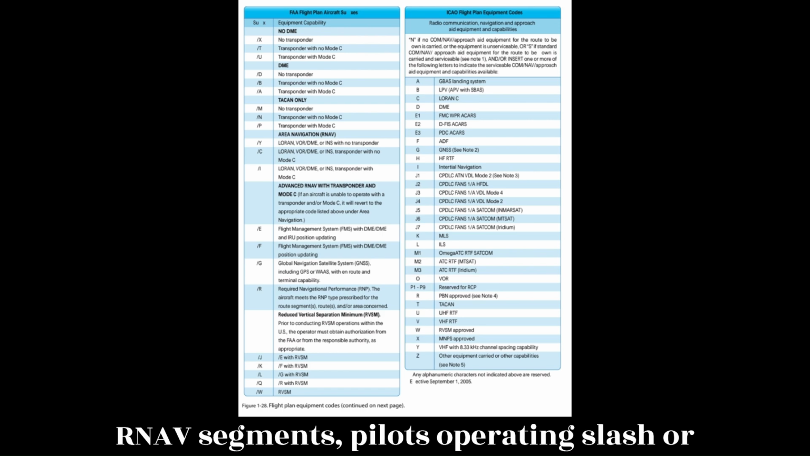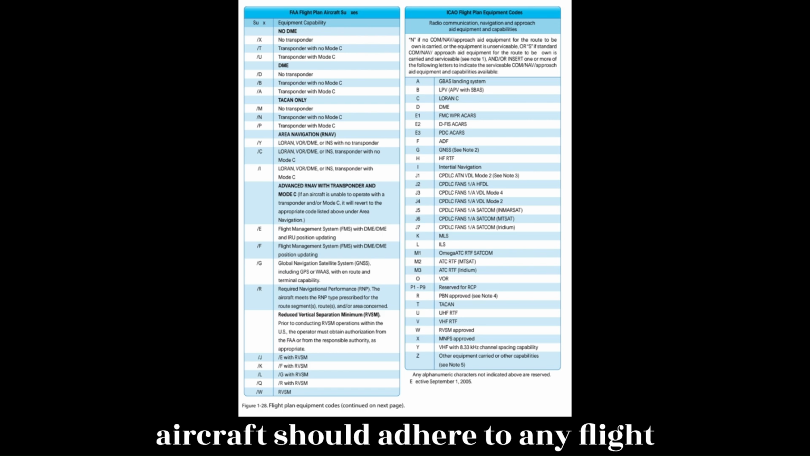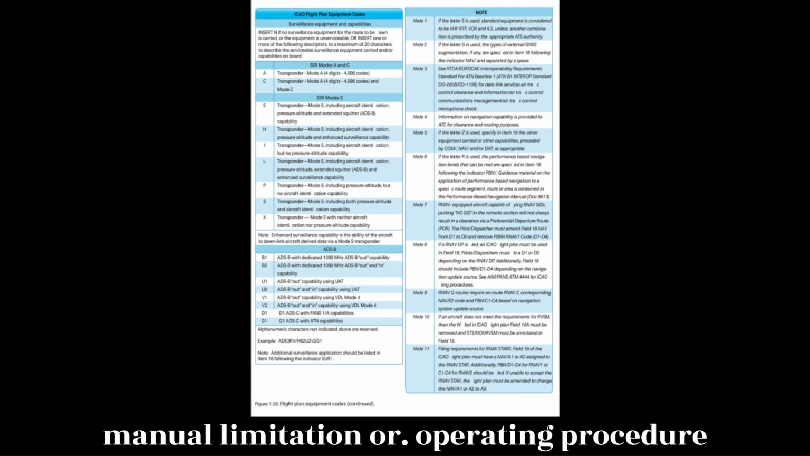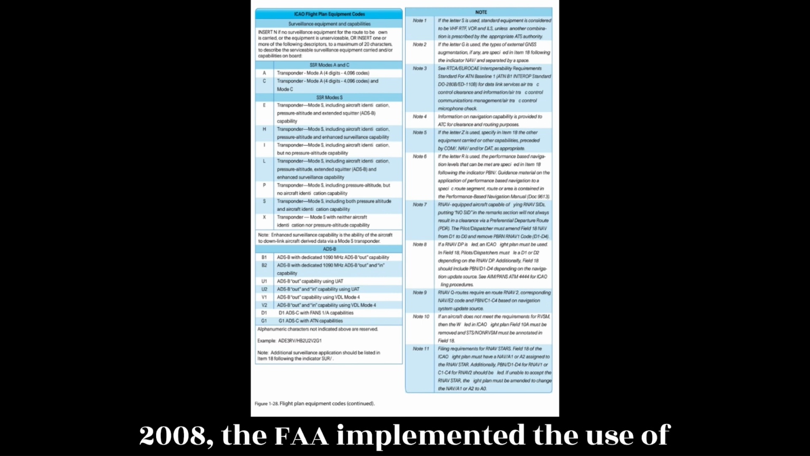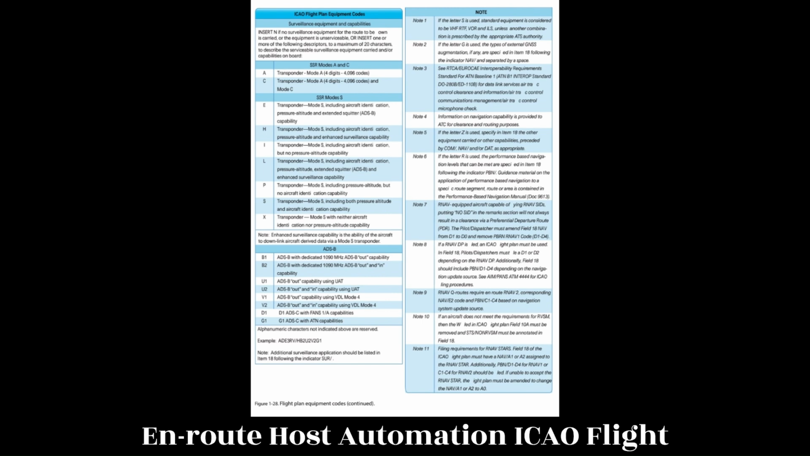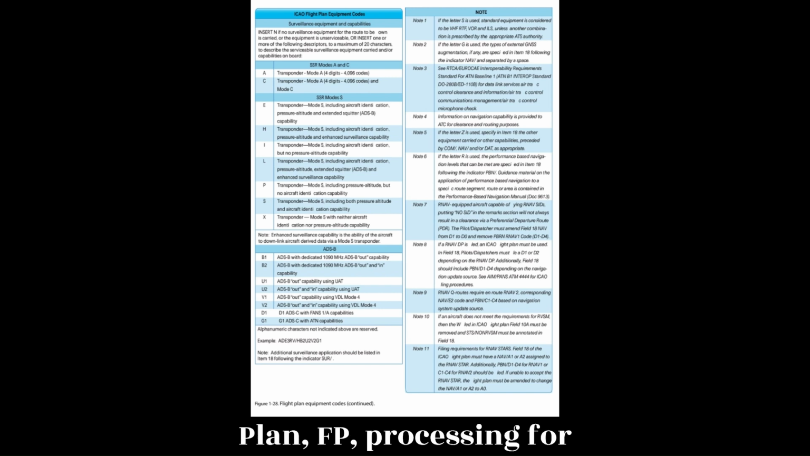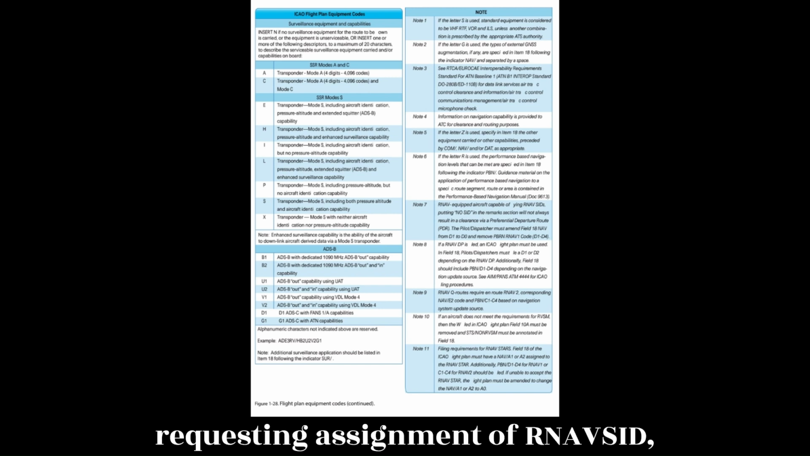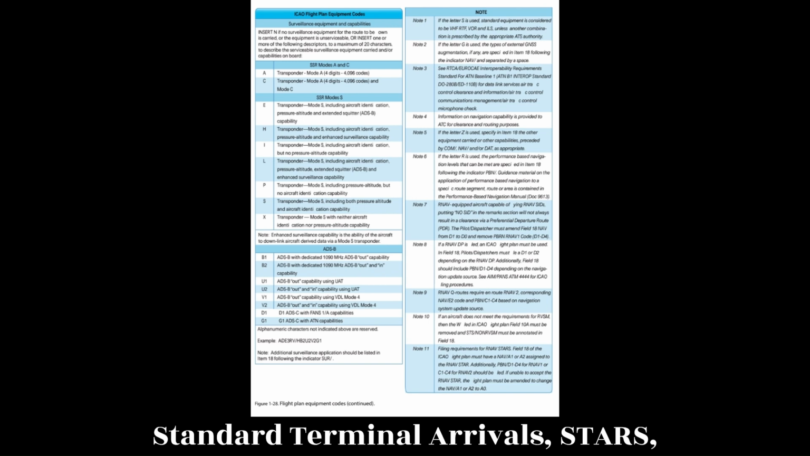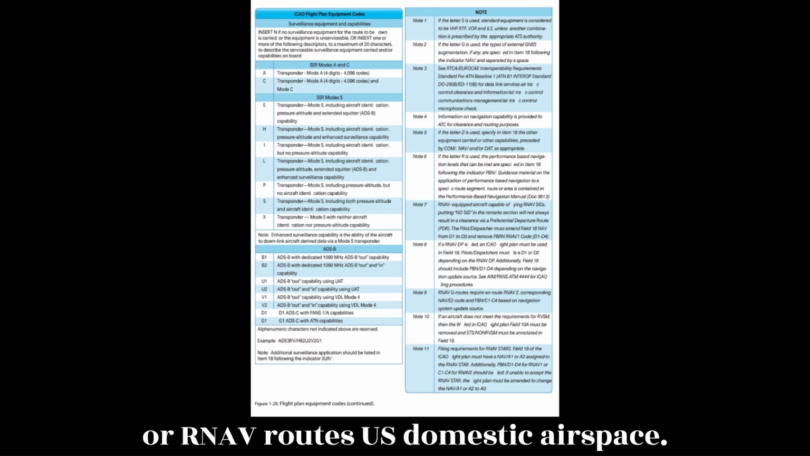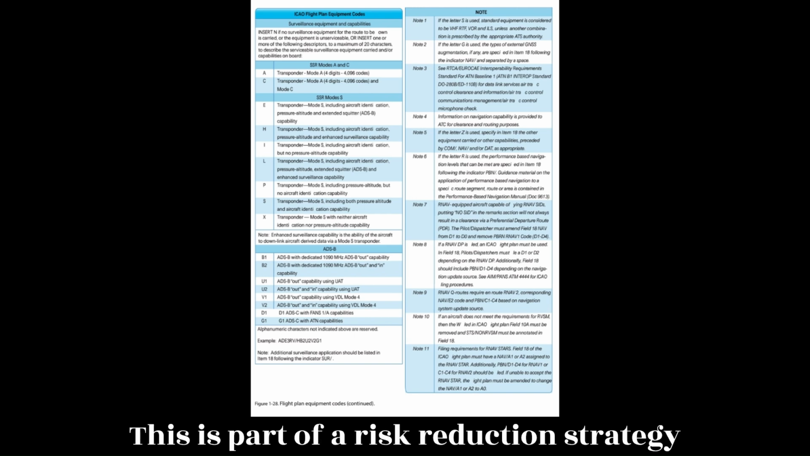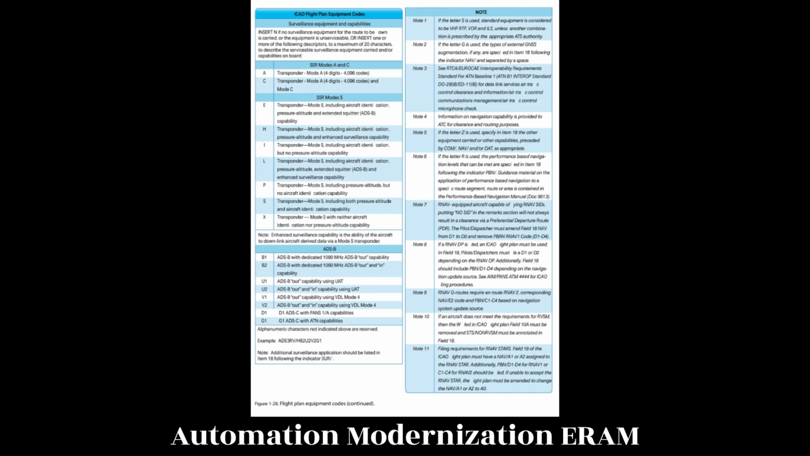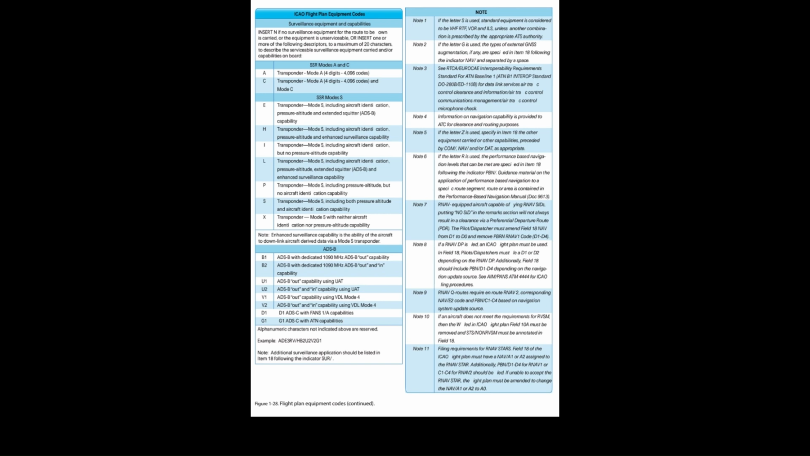While operating on RNAV segments, pilots operating RNP aircraft should adhere to any flight manual limitation or operating procedure required to maintain the RNP value specified for the procedure. In 2008, the FAA implemented the use of en route host automation ICAO flight plan (FP) processing for requesting assignment of RNAV SID, standard terminal arrivals (STARs), or RNAV routes in U.S. domestic airspace.